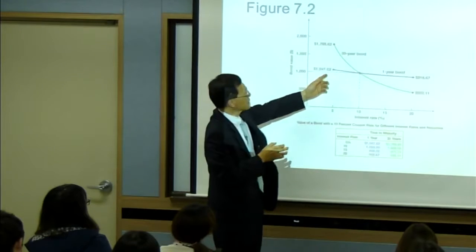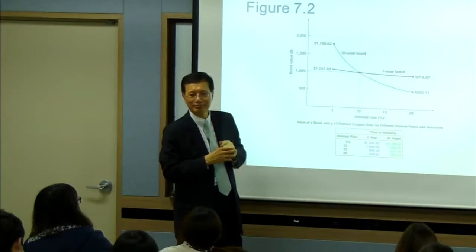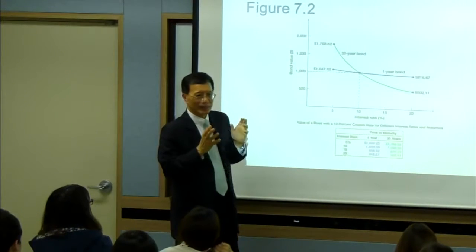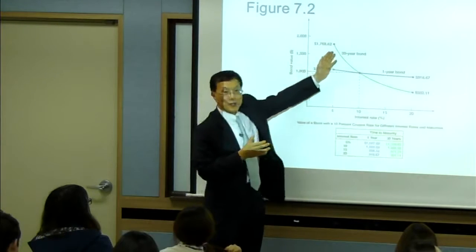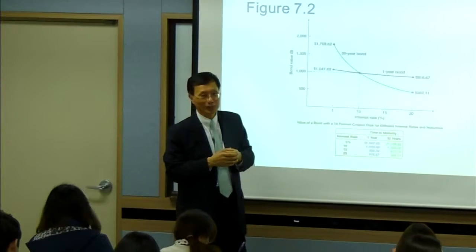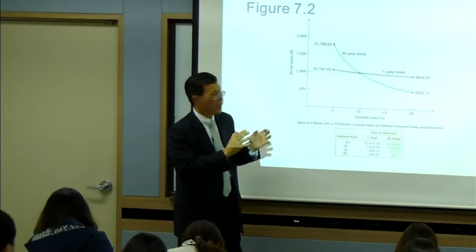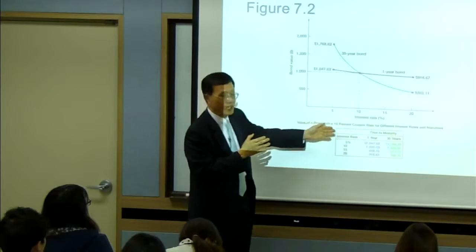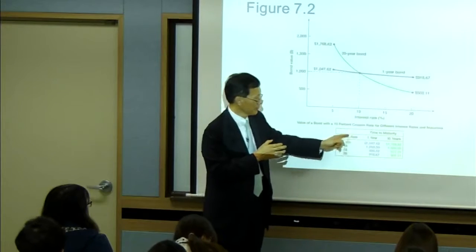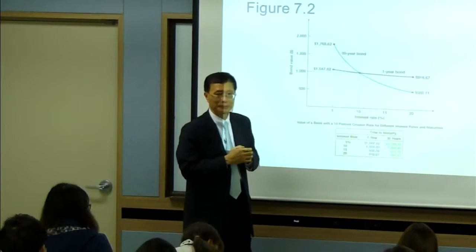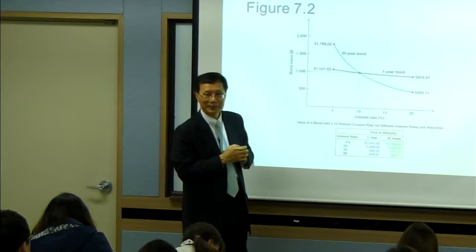One bond has 1 year to go, and the other bond has 30 years to go. One is a long-term bond and the other is a short-term bond. But both of the bonds have the same coupon interest rate, which is 10%. Okay?